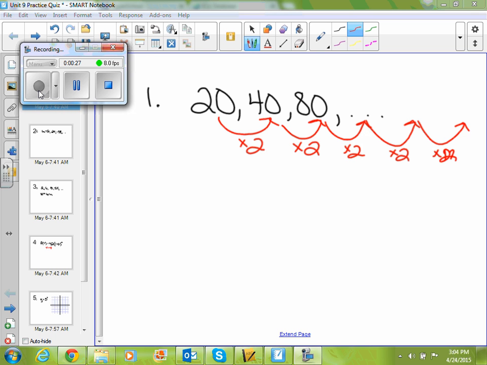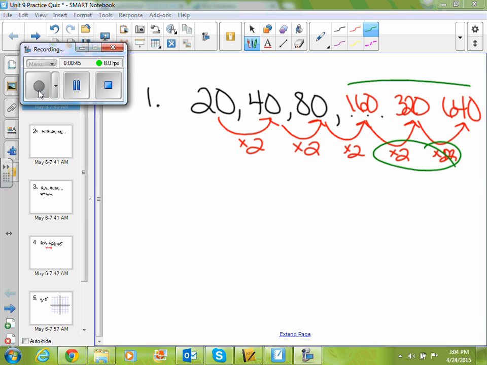Okay, so 80 times 2 is 160. 160 times 2 is 320, times 2 is 640. Okay. You need to have both pieces of information. You need to have your pattern, so you need to show me that you're multiplying or dividing, and you need to have these 3 terms. Okay? That's how you get all 4 points on number 1. Number 1 is 4 points, yeah.